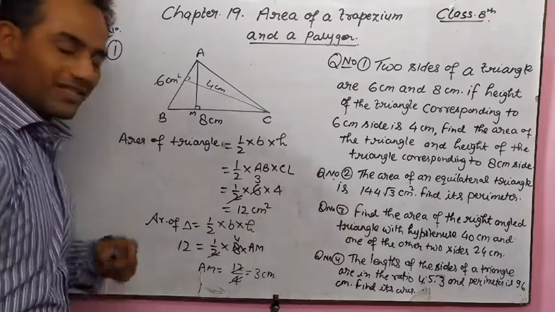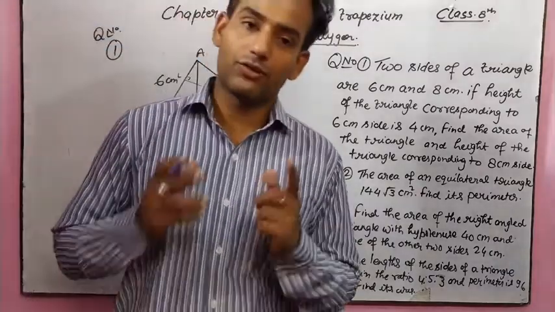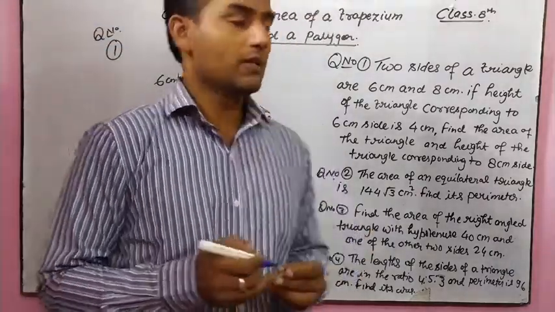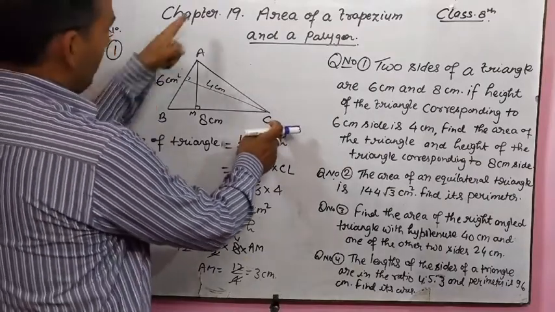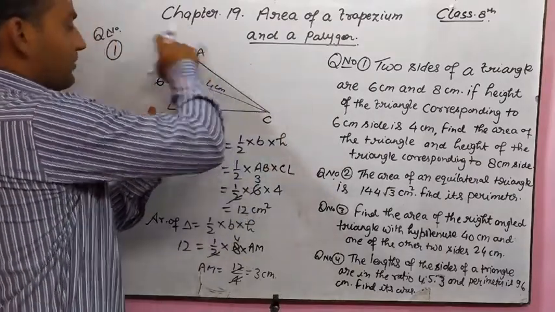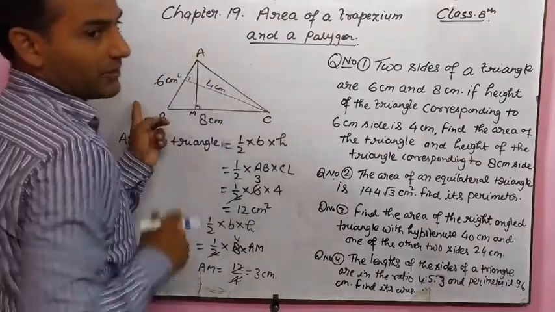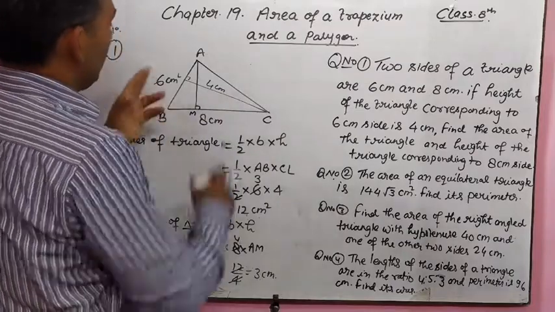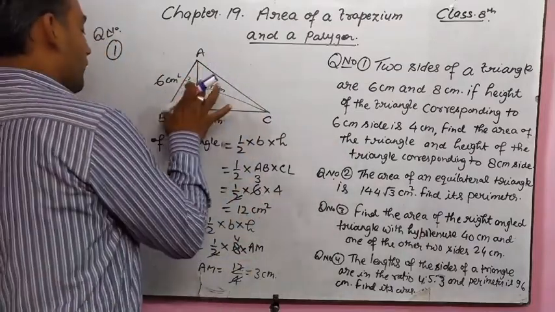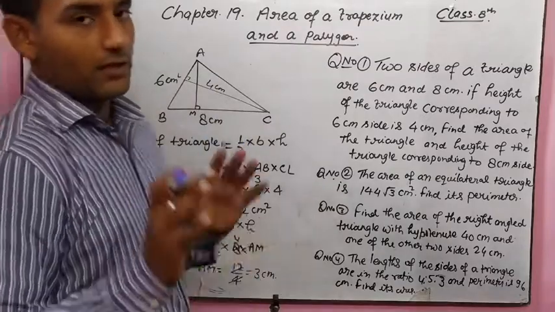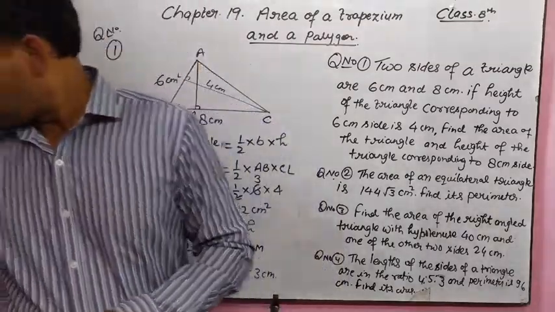Okay. For the same triangle, I have told you we'll have 3 perpendiculars and 3 bases. If we take this one as the base, perpendicular will be this one. If this AB is the base, perpendicular from C will be the height, and if we take AC as base, perpendicular drawn from B will be the height of the triangle. Okay. Now, second question.